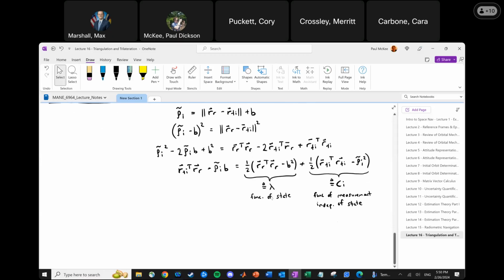I'm going to define two things. First, as in the last solution method, X is R sub R followed by B, which is a 4 by 1.